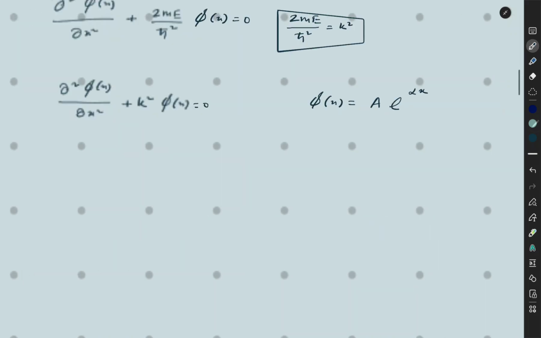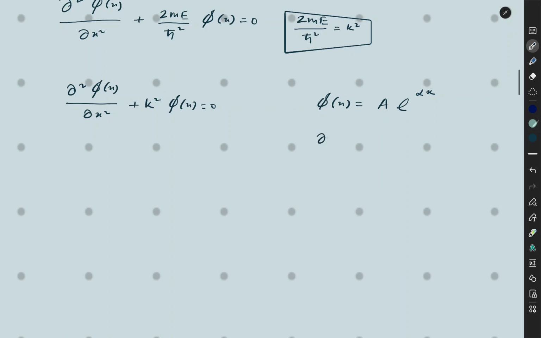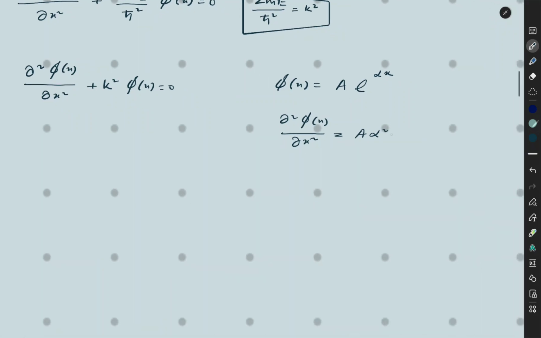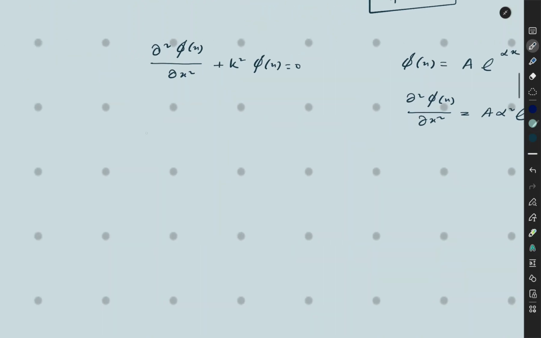So if we take it as alpha, then we will get del 2 phi of x by del x2 equal to A alpha square e to the power of alpha x. So if we put it in this equation, then we will get A alpha square e to the power of alpha x plus k square A e to the power of alpha x equal to 0.